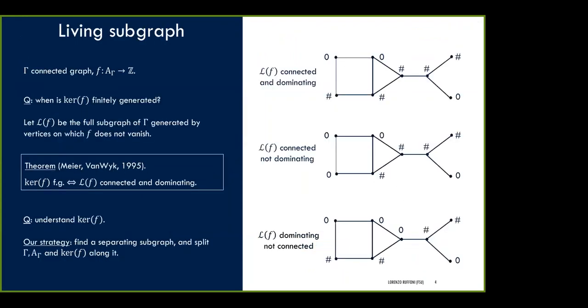The main tool for us has been the study of the living subgraphs. In general, if you start with a connected graph and you take any map to Z, the first question you want to answer is, when is the kernel finitely generated as a group? We had this result from the 90s, Meier and VanWyk, that gives a criterion in terms of what they call the living subgraph. They say that the kernel of f, your Artin kernel, is finitely generated if and only if a certain thing, which is called the living subgraph, is connected and dominating.